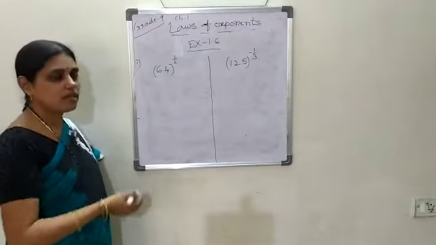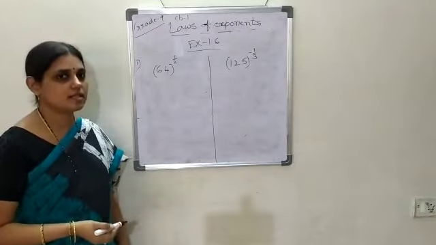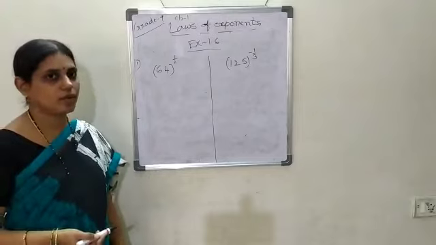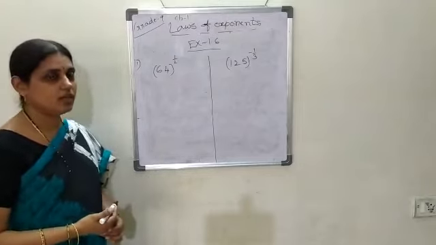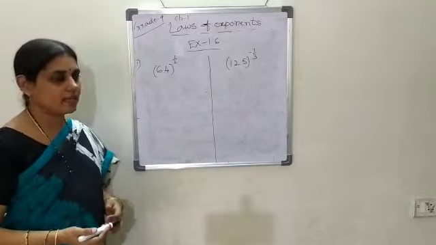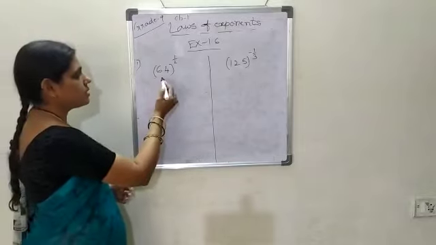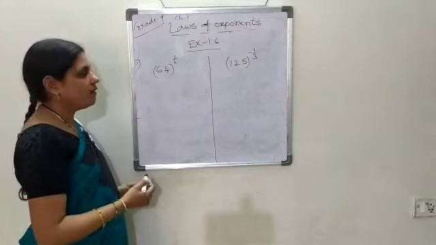So here, based on the laws of exponents, we have the last exercise. Just one or two examples I want to discuss with you, and the remaining sums definitely you can do on your own. Definitely you will get it. If you have any doubts I will clarify. So here, 64 to the power 1 by 2, one example.